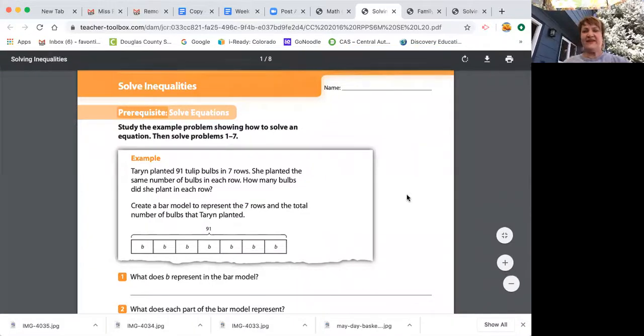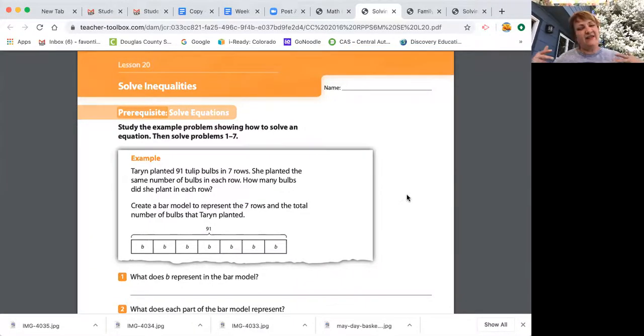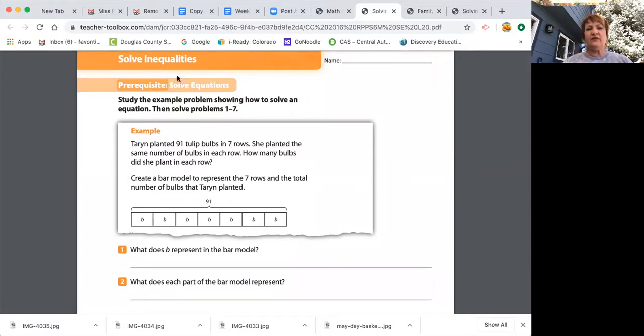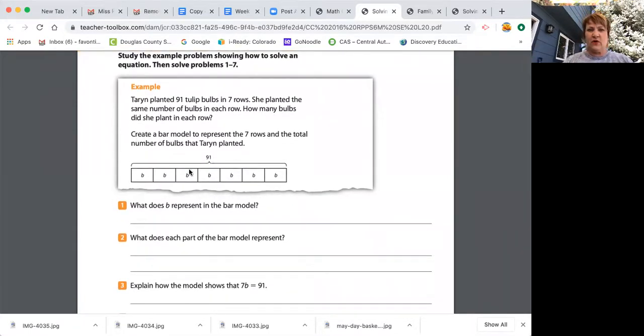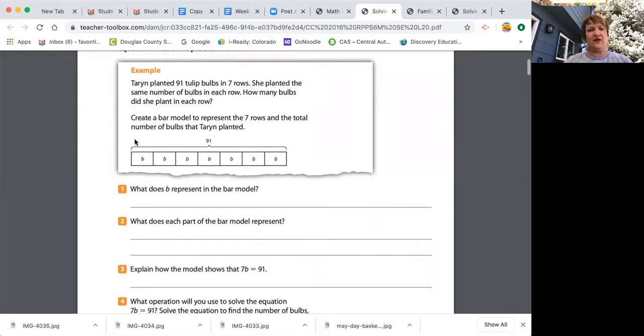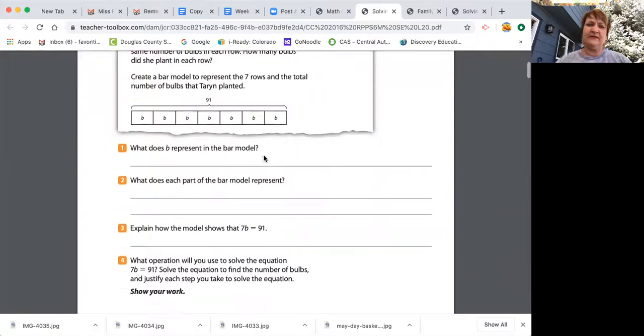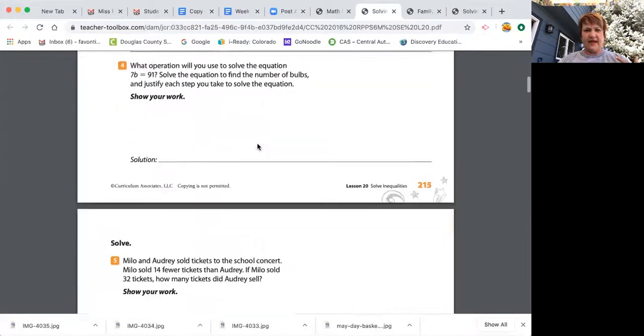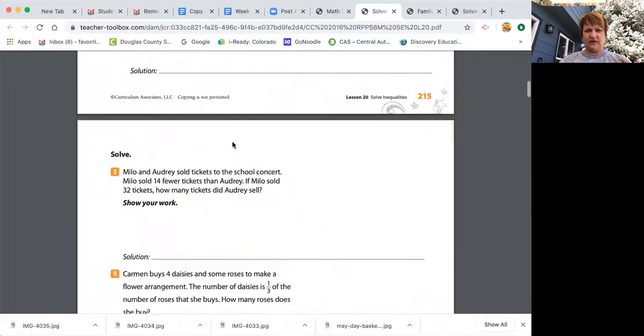Okay, the last bit of our lesson for today on lesson 20 is our home learning practice on solving inequalities. You'll notice that the prerequisite, meaning something you are required to know before you solve these, is how to solve equations. Having that under your belt, now you can solve inequalities. Here are the examples, giving you a bar model and then asking you specific things about that problem. And remember, guys, to show your work and your solution.